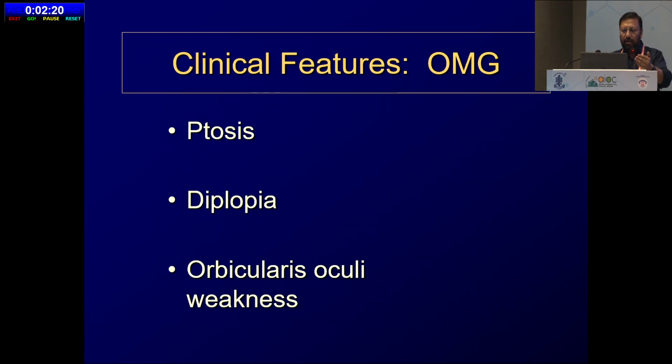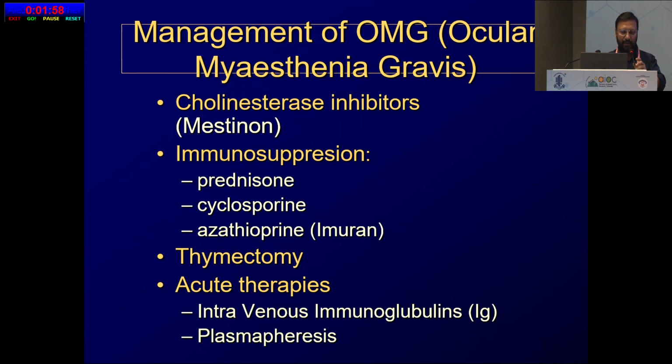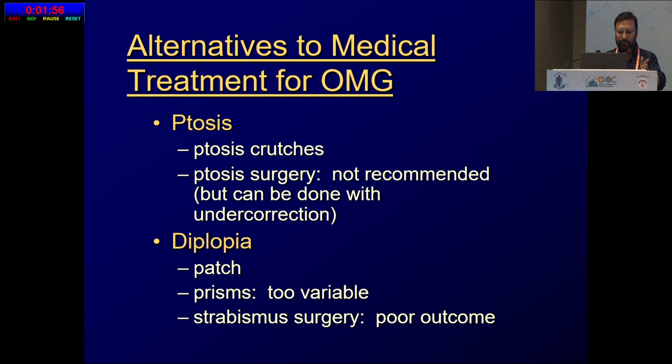In ocular myasthenia gravis, the patient may present with only ptosis, or may even have diplopia, or may even have inappropriate closure of the lids. So there could be an orbicularis weakness as well. Of course, we know about anti-acetylcholine receptor antibodies, Tensilon tests, electromyography, and the ice test, which is very important and very easy to do in the office. For management, we can go with medical management or ptosis crutches. Once the patient is not improving with all this, sometimes you actually need to resort to surgical management also.